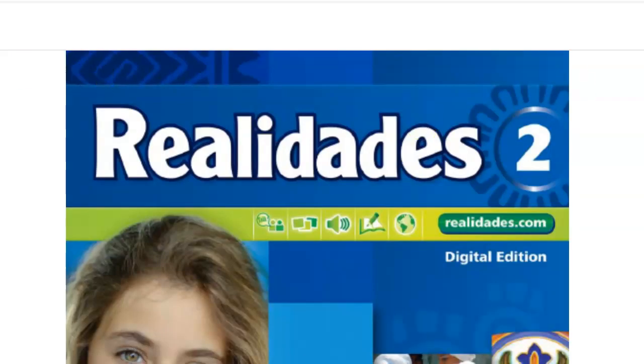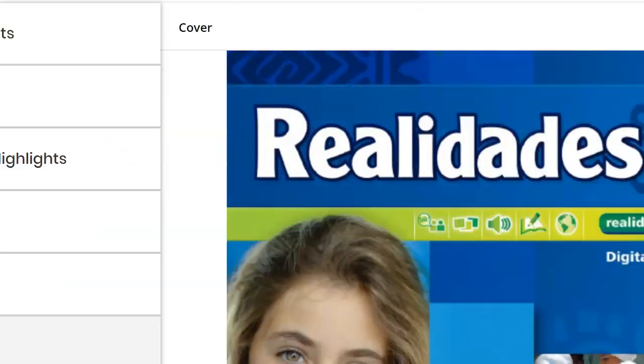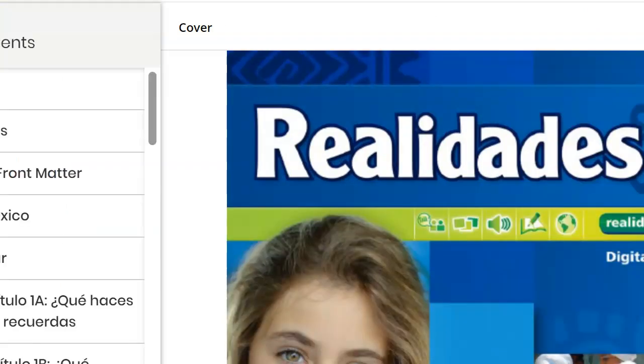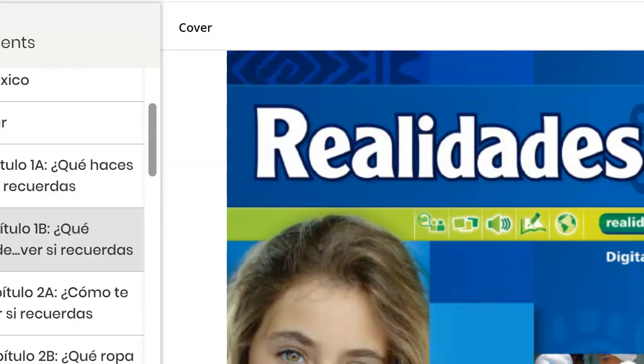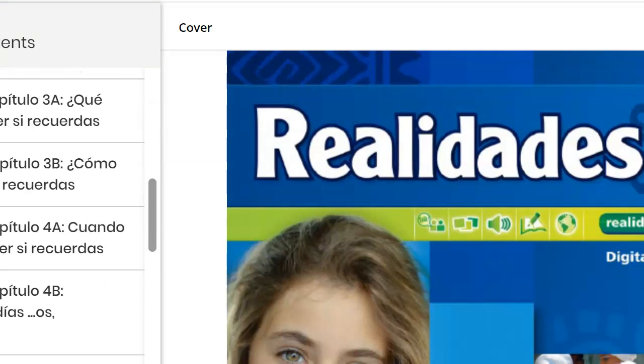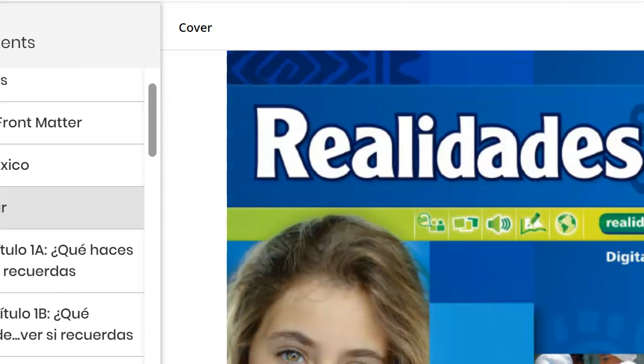Don't think you can do this on your phone. This is going to have to be on a laptop, although if you can do it on your phone, I'd be curious to know if that's successful. So you have your table of contents here, and you can kind of go where it is you need to go.